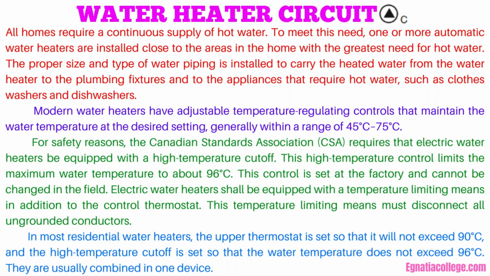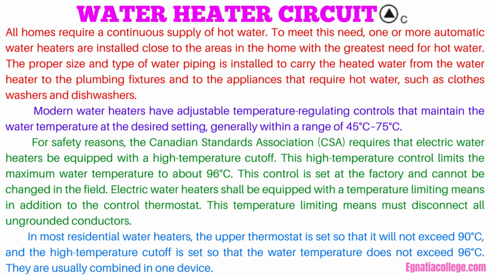Water heater circuit. Symbol is a triangle with letter C. All homes require a continuous supply of hot water. To meet this need, one or more automatic water heaters are installed close to the areas in the home with the greatest need for hot water. The proper size and type of water piping is installed to carry the heated water from the water heater to the plumbing fixtures and to the appliances that require hot water, such as clothes washers and dishwashers.